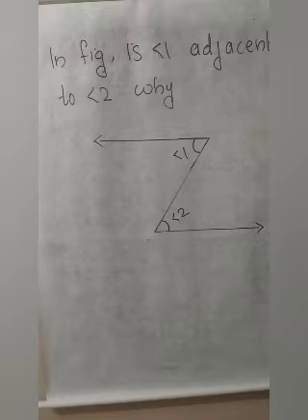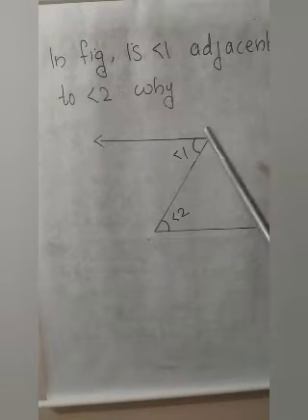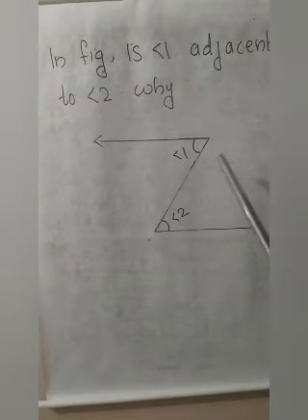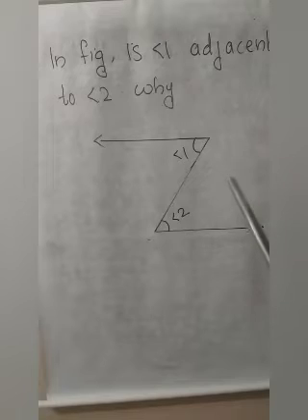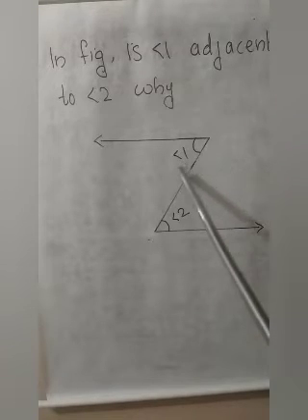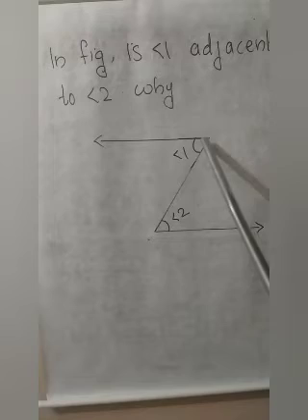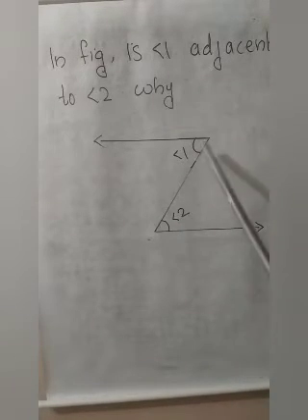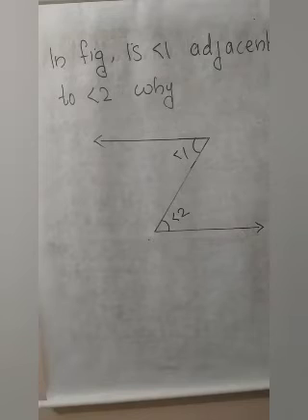So the question is, we need to find out whether angle 1 and angle 2 are adjacent. So how can we check? There are three conditions. What are the three conditions? First one, whether they have a common arm. So we can check which are the arms of each angle. For angle 1, this is one arm and this is one arm. For angle 2, this is one arm and this is one arm. So they have a common arm.